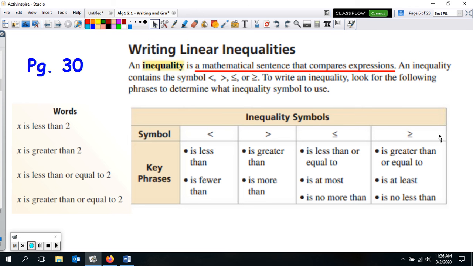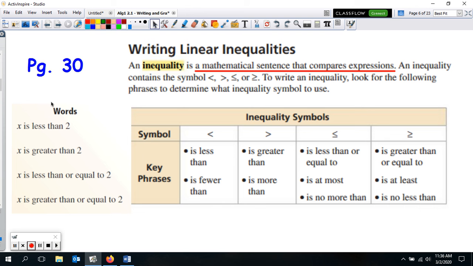Instead of the equal sign for inequalities, we use one of these four signs here, and you can see them up here. For what you want to write down, I would just write down that an inequality is a mathematical sentence that compares expressions, and we're going to compare them using these symbols. It says to write an inequality, look at the following phrases to determine what inequality symbol you would use.